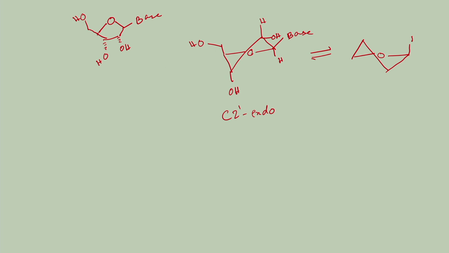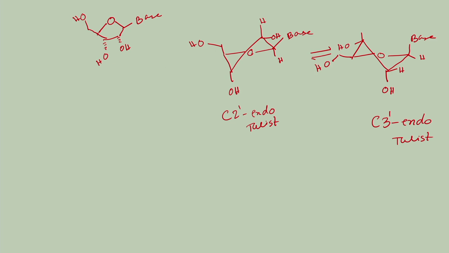base is up, here which is down the plane. So, axial, this is down the plane, equatorial, and this is up the plane, equatorial. So, that is your C3 prime endo twist.